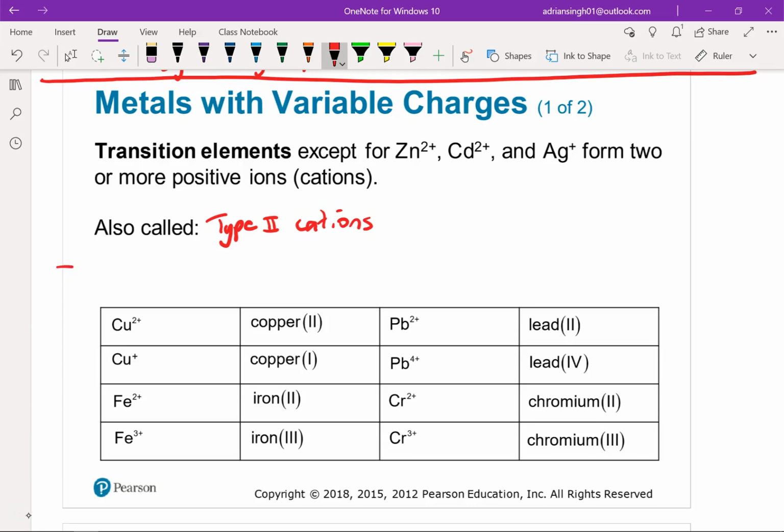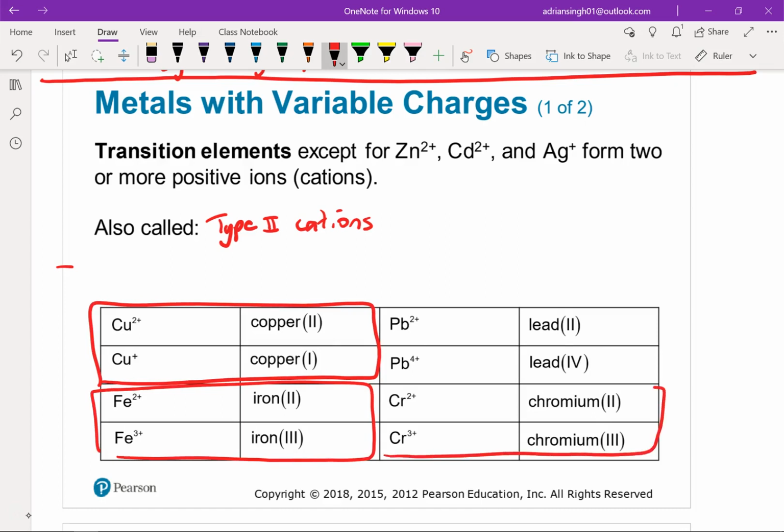And what's special about them is that they can form different charges. So for example, copper can form +2, or it can form a +1 charge. Iron can be +2, or it can be +3. Chromium, for example, can be +2 or +3. Lead can be +2 or +4. So how do we know? How do we represent which charge it is that we're dealing with?